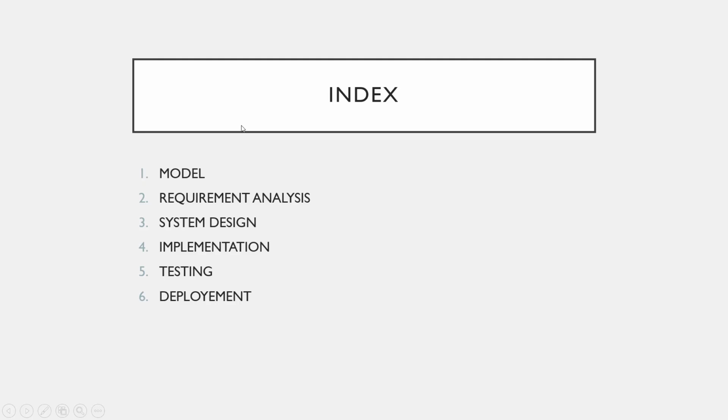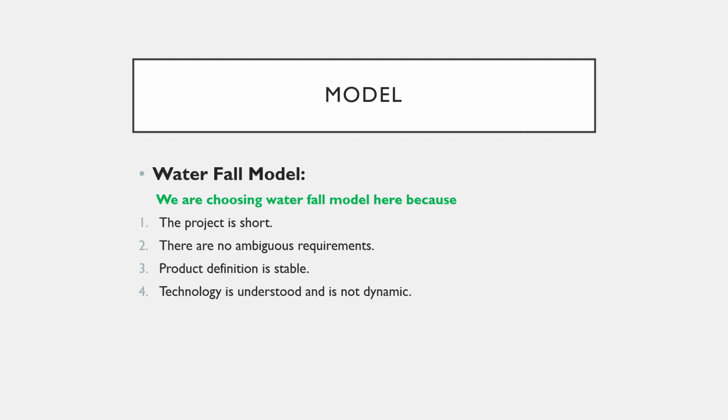So these are the topics I am going to discuss: model, requirement analysis, system design, implementation, testing, and finally deployment. To do software design, we first have to choose a software development model. So here we are choosing the waterfall model.